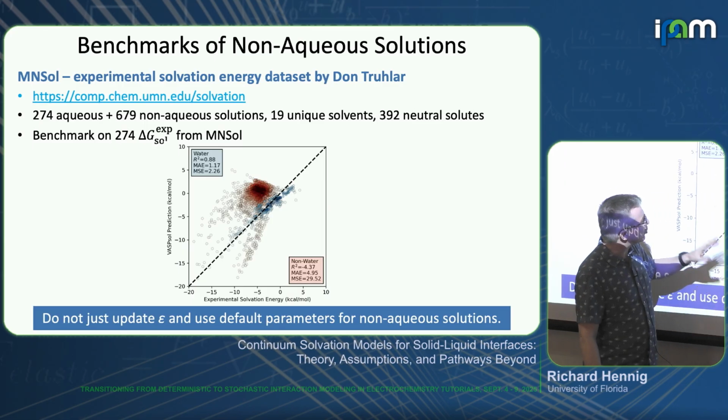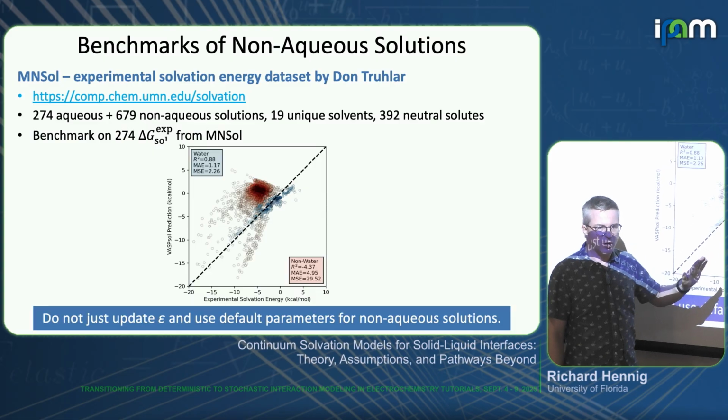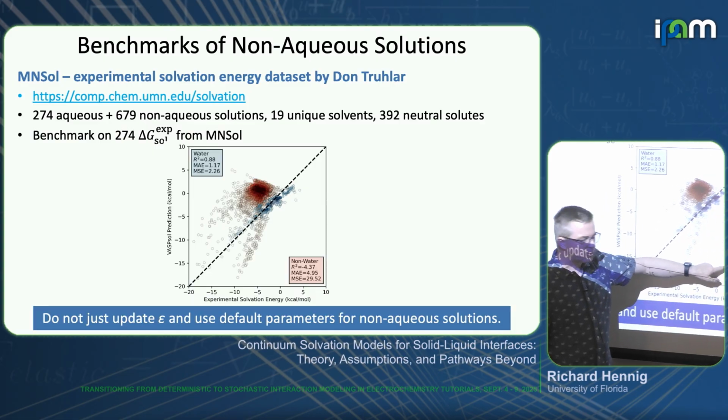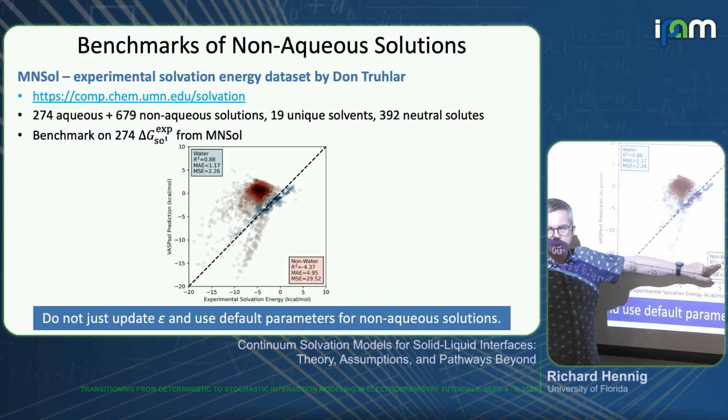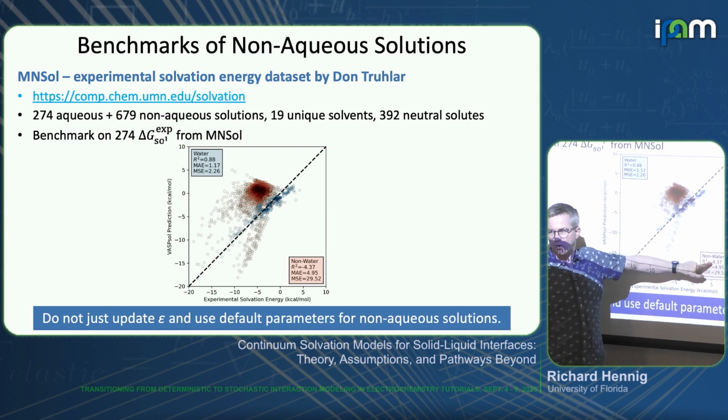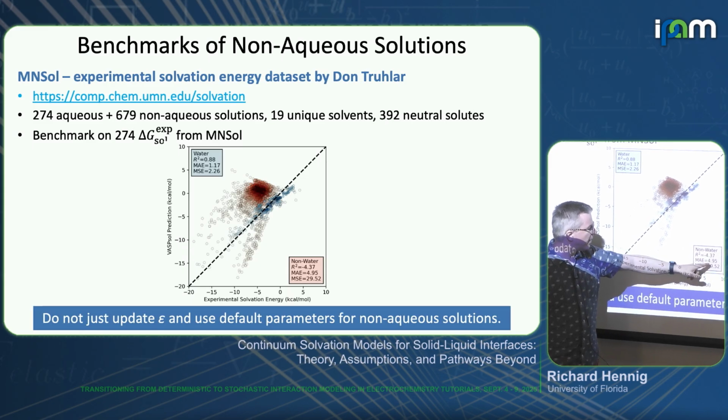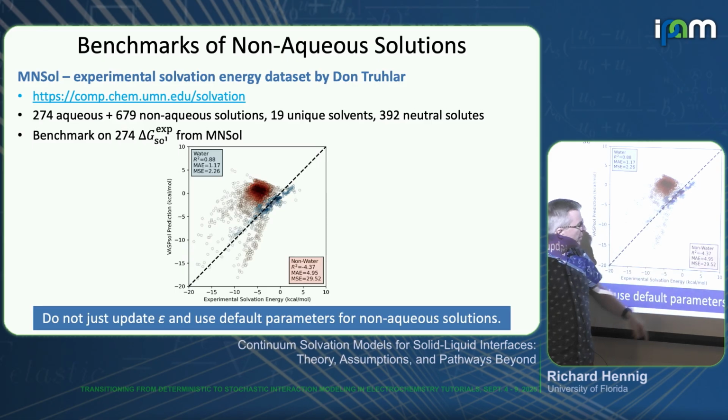And when you look at that, if you just change the epsilon and leave the water model otherwise intact, you get an R squared of minus 4.4. So the answer, in other words, is much worse than just randomly guessing almost, right? So it's certainly not correlated. The MAE is 5 kcal per mole, the MSE is 30 kcal per mole.